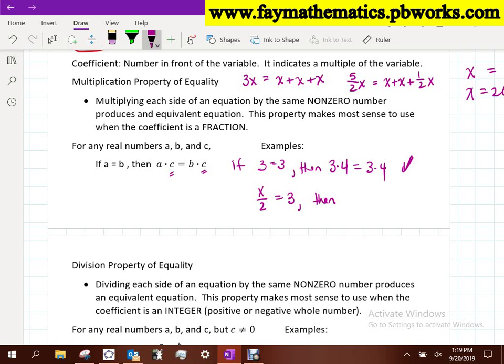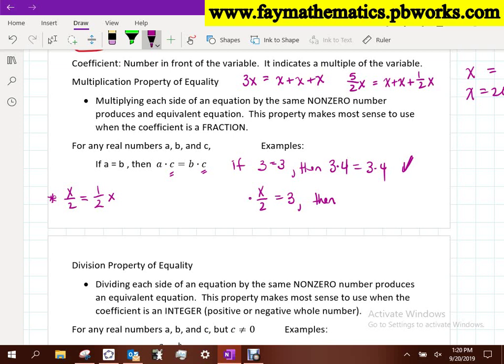So be careful here. 2 over 1. We only want to talk about the coefficient. So I'm just going to write it over here. We know x over 2 is equivalent to 1/2 times x, right? Those are the same thing. Do you guys know that? So the coefficient of the x right here is just 1/2.